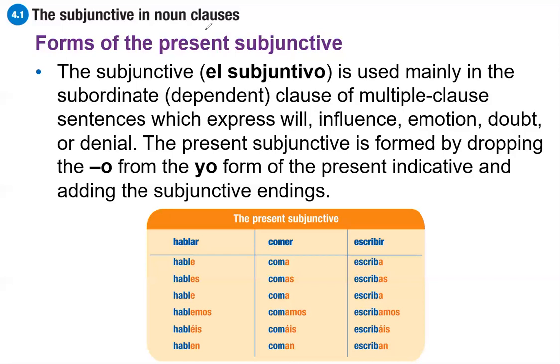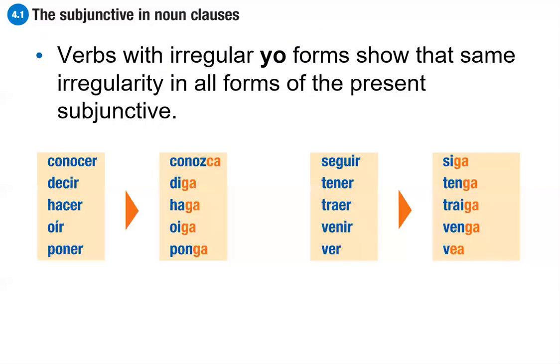Comer and escribir are ER and IR verbs. The opposite ending for those is the A. So A, AS, A, AMOS, ÁIS, and AN. Now, that's not really that big of a deal for regular yo forms, but when we get into some of the other conjugations that are out there, with the irregular yo forms, here we go.